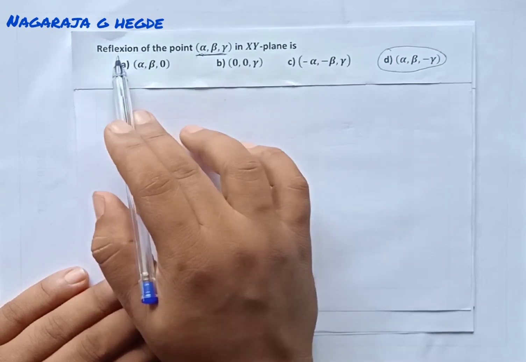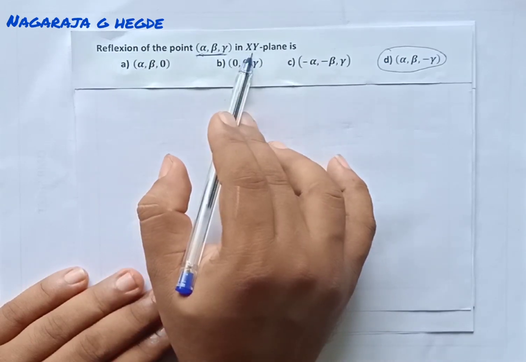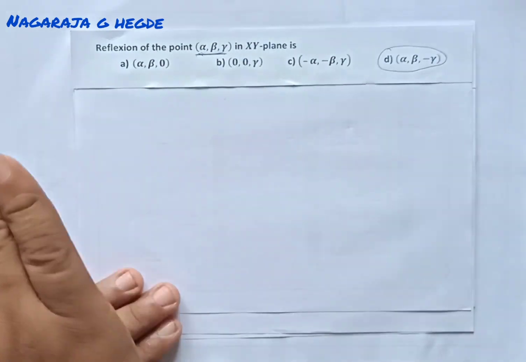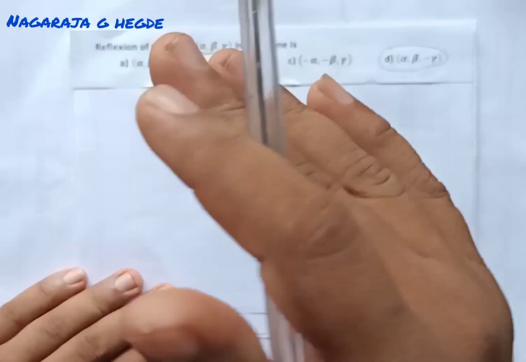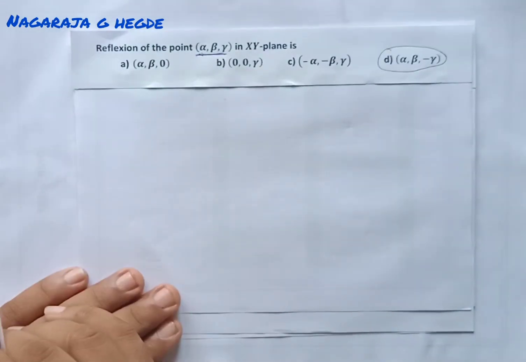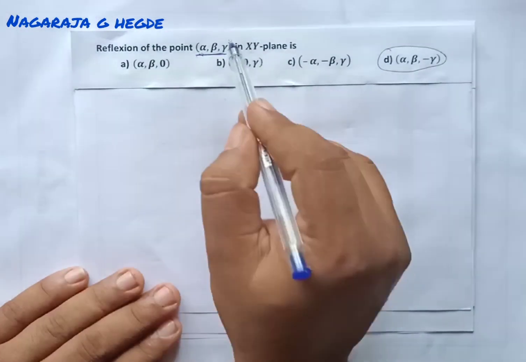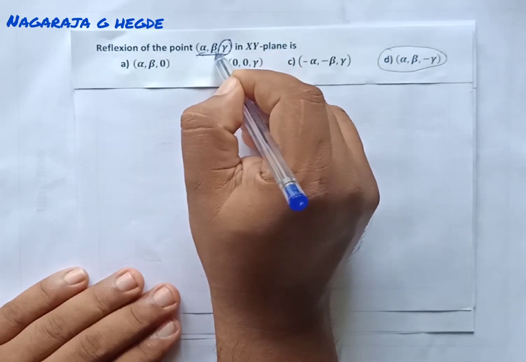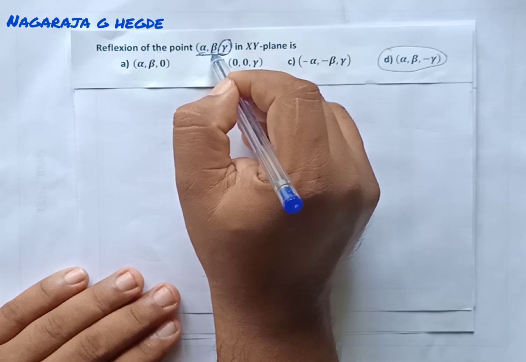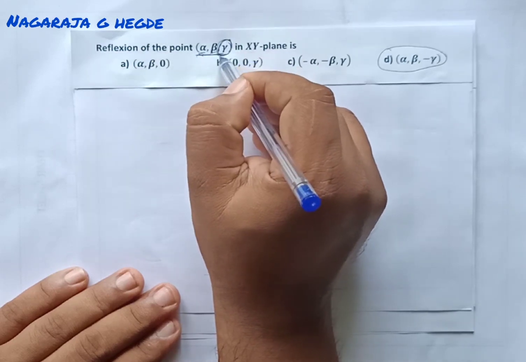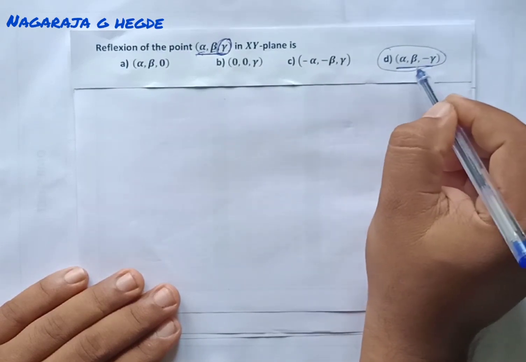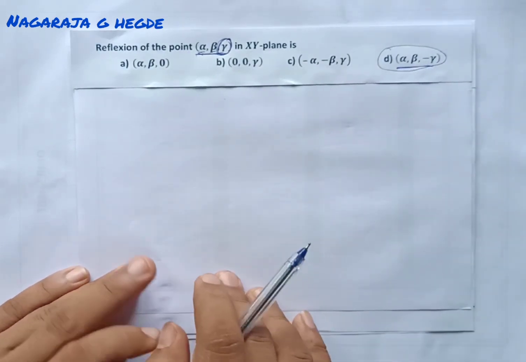Reflection of this point with respect to the xy plane lies in the fifth octant, down. It will come down. This is the xy plane, down is the fifth octant. That is, only the z coordinate will change. Alpha, beta, the x coordinate and y coordinate remain the same. In the fifth octant, the only change is the z coordinate. So its sign changes, that is alpha, beta, minus gamma. Remember this.